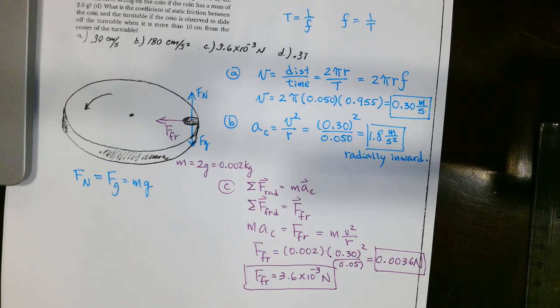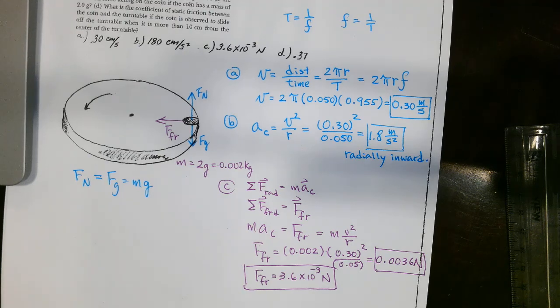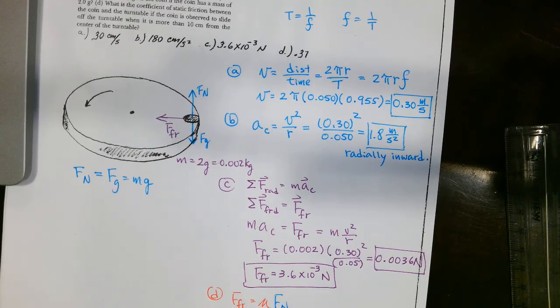And then for part D, they ask, what is the coefficient of static friction? Well, we know for part D, our frictional force is equal to mu times the F normal, right? So since we already know what frictional force is, which is 3.6 times 10 to the negative third, it is equal to mu times F normal, which is just mg, right? Which is 0.002 times 9.8.